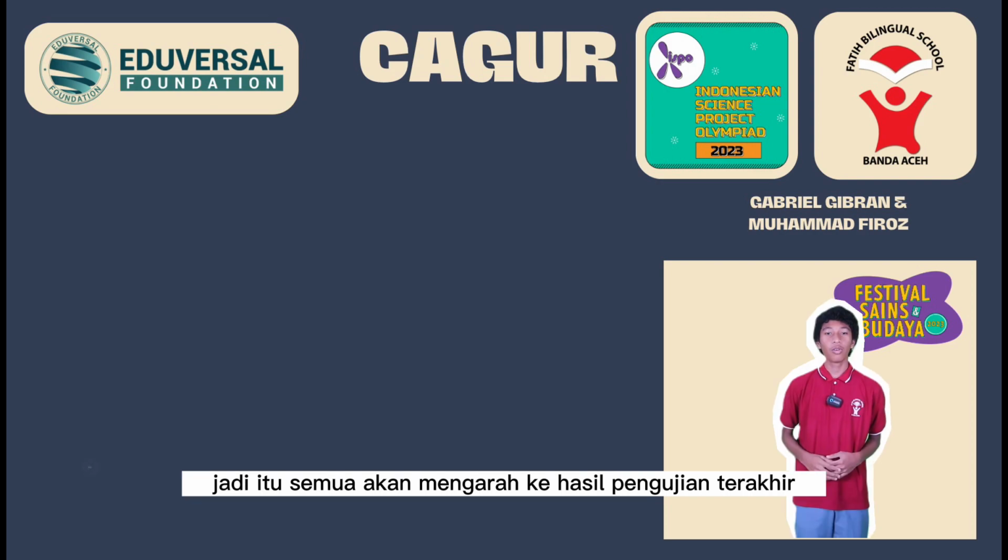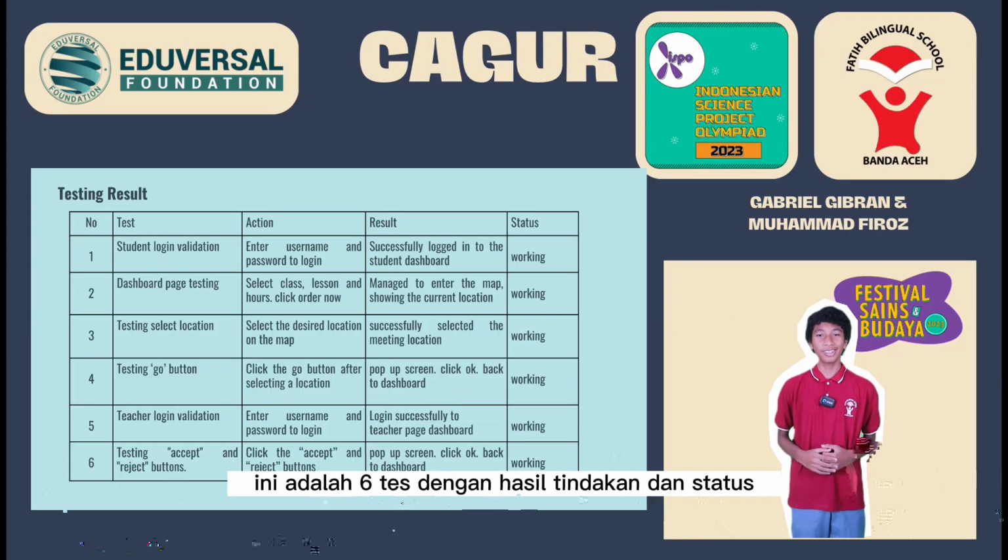So that's all. Going to the last result, testing. The testing result can be seen in the table shown. There are six tests: selection, result, and status.